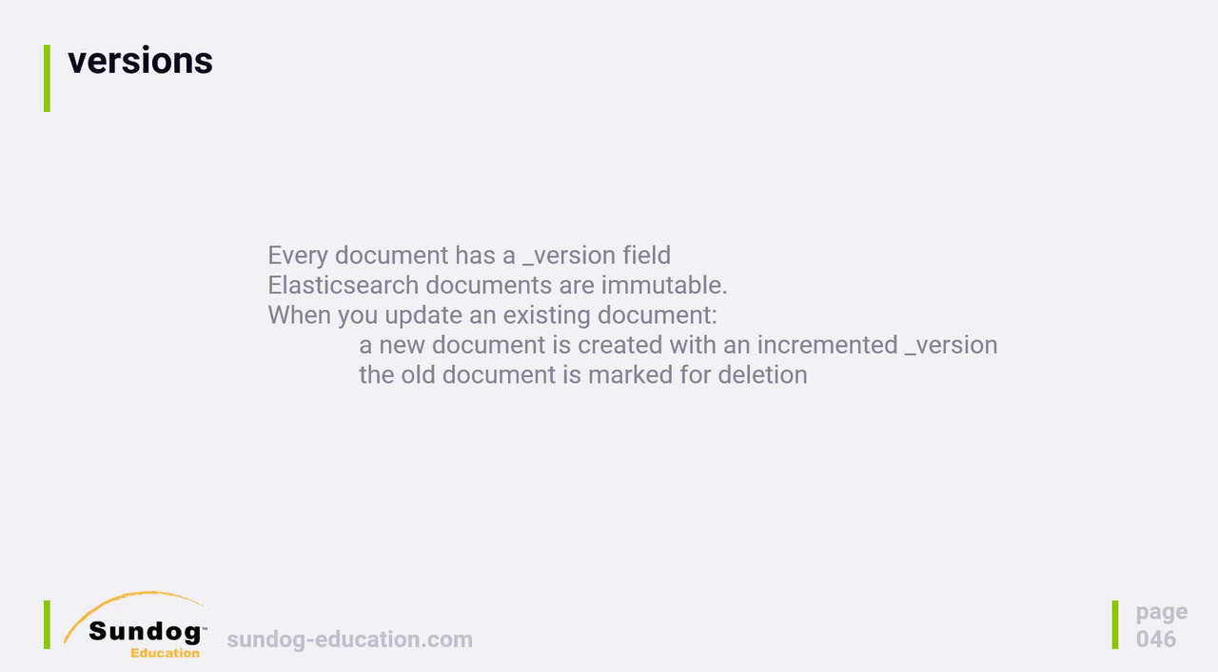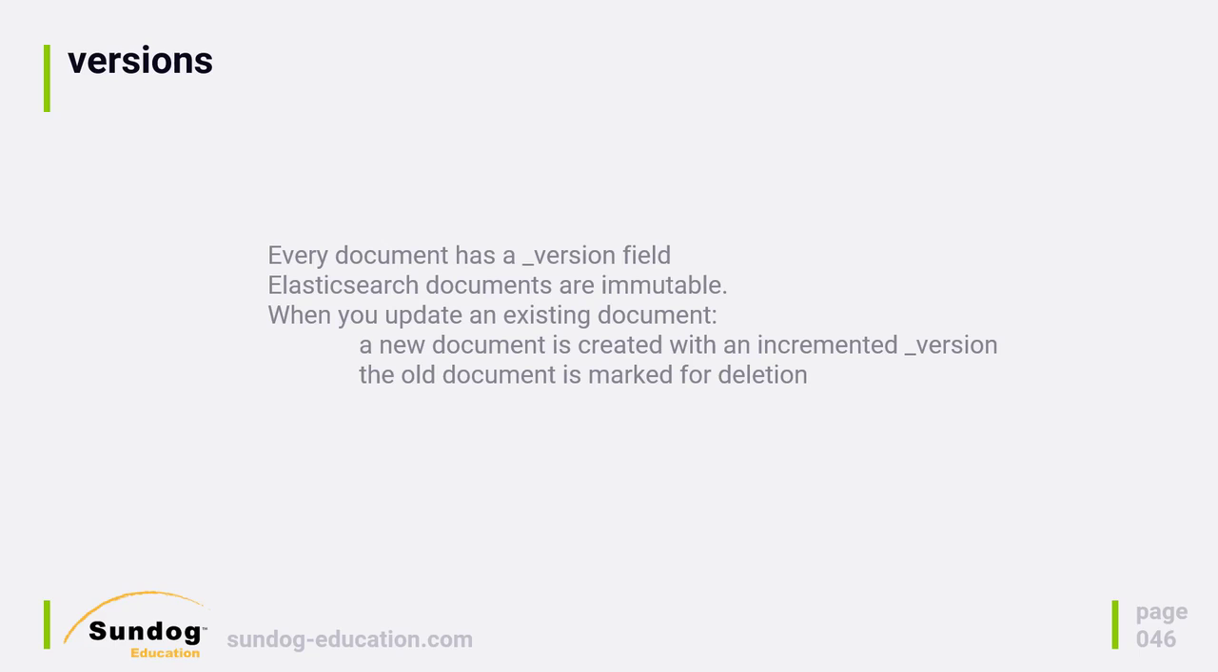So here's the thing: Elasticsearch documents are immutable. You can't actually change them once they've been written, but there's a workaround for this. Elasticsearch automatically maintains an underscore version field on every document that you put in. So what you can do in order to update a document is create a new copy of that document with an incremented underscore version number. All that matters is that the unique ID for the document and its version together are unique.